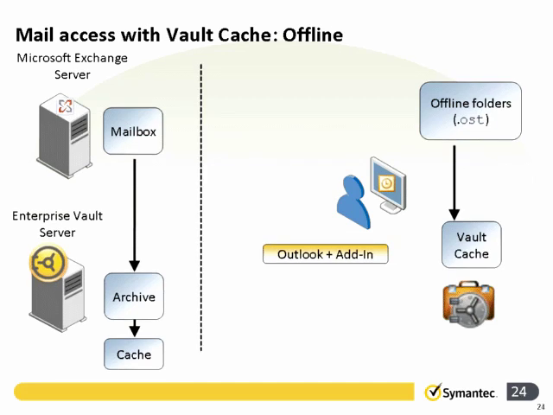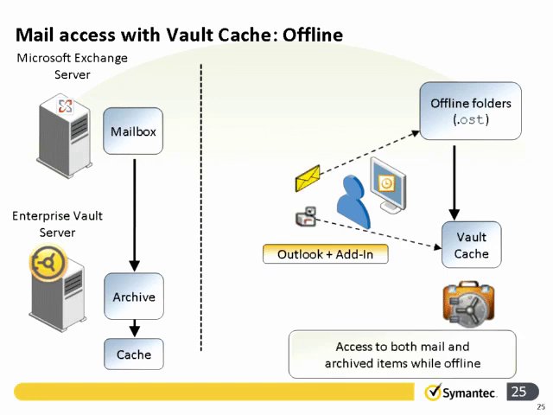The next example we're going to look at is that concept of working with Vault Cache and being offline. And in this particular example, there's no connection to either Exchange or Enterprise Vault. So therefore, if I have something that has not been archived, I will access that from the offline folder. And if I do have something that has been archived, I will access that through the Outlook add-in and the Vault Cache. Now, the assumption here is that the item does exist in the Vault Cache.